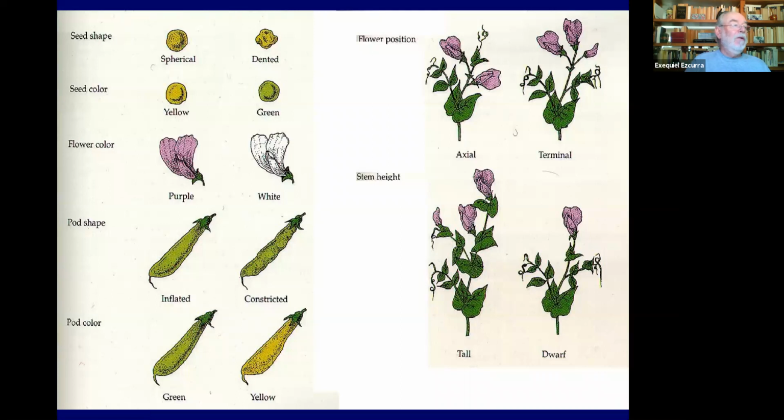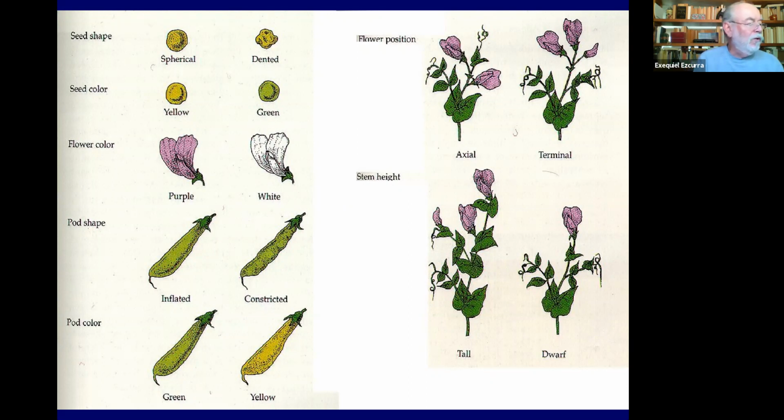Some plants have flowers below the apex in what is known as axial positions along the stem axis, while others had terminal flowers on the top of the apex. And the plant height, some peas are tall, other peas are dwarf. And he started testing them by making crosses of peas with different traits and see what happened.